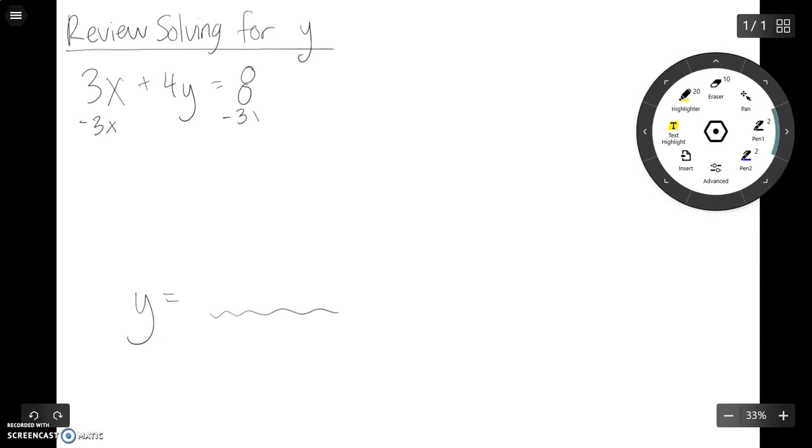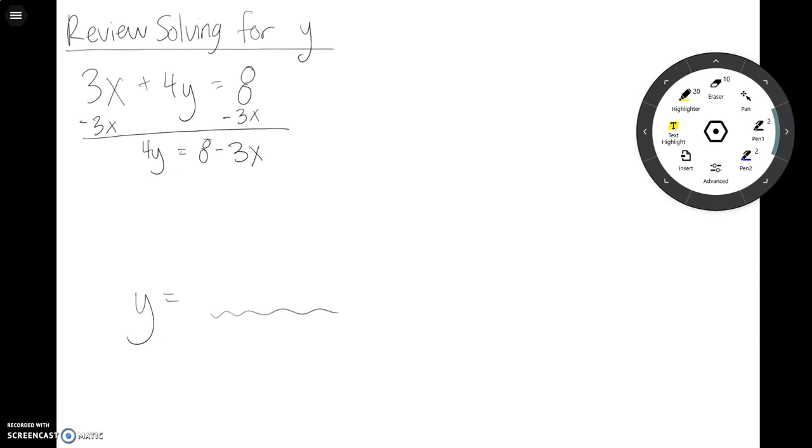This is an important part of solving equations, is that you have to maintain a balance. So if I subtract 3x from the left side of the equation, I better subtract 3x from the right side of the equation. That leaves me with 4y equals 8 minus 3x. Awesome, so now I have my y almost by itself. The only thing it's missing is that it has that 4 in front of it.